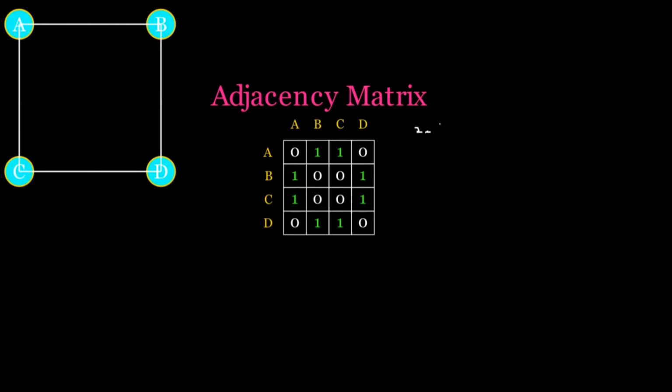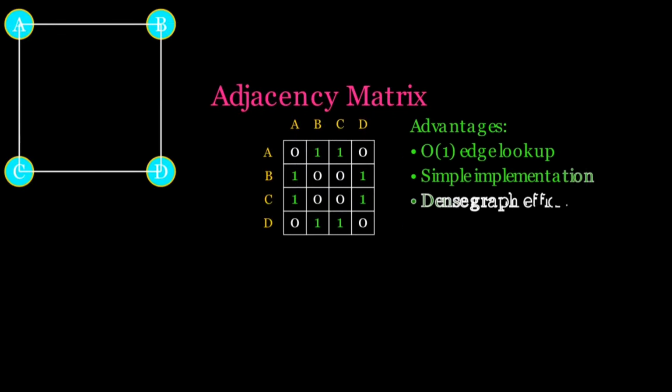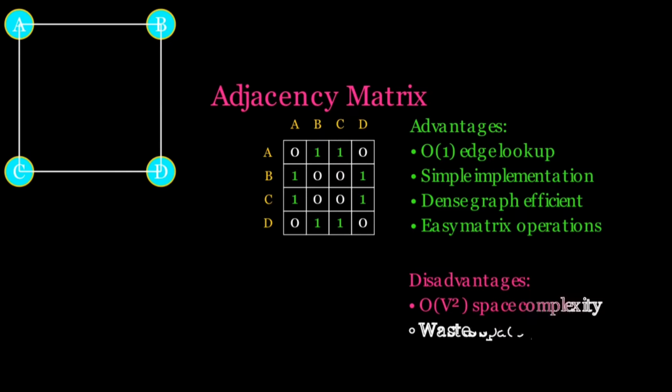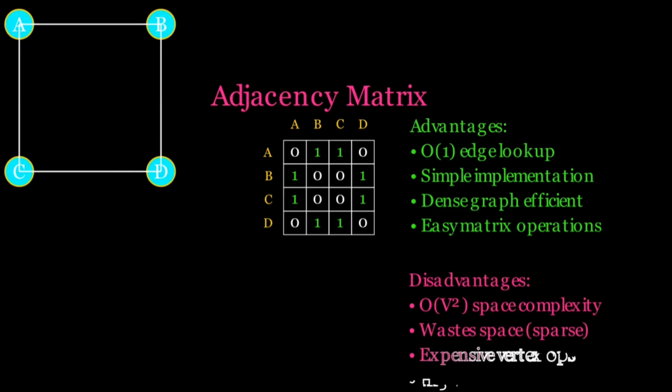If an edge exists between A and B, we mark 1 at that position. Otherwise, it remains 0. This method is simple but consumes O(V^2) space, even for a sparse graph with few edges. Adjacency matrices are great for dense graphs where most vertices are connected.